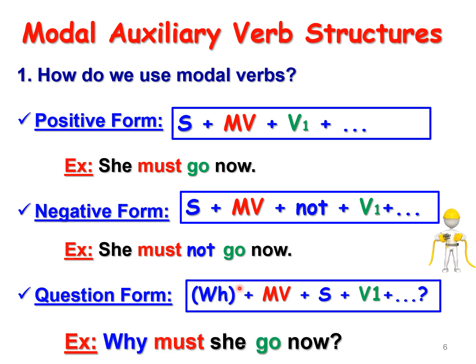So for example, a WH question: why must she go now? So must is the modal auxiliary verb, she is the subject, go is verb 1. Okay, all these are brief examples of the structure, or how to use a modal auxiliary verb in a sentence in 3 different forms: positive, negative, and question.